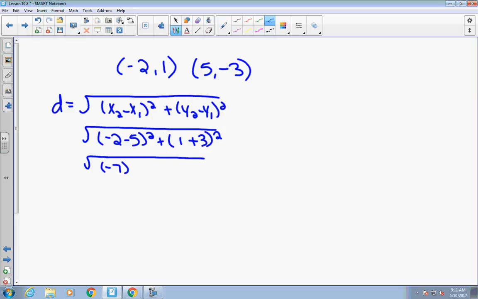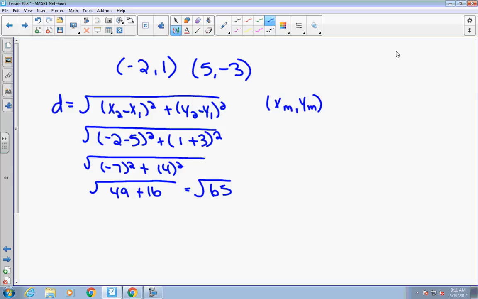And that gives me -7 squared plus 4 squared, which is 49 plus 16, which is what? 65? Okay, so radical 65. All right, so that is distance. Midpoint. Okay, distance is a length. Midpoint is a location. Okay, if you remember, to find midpoint, you add your x's together, and you divide by 2, and you add your y's together, and you divide by 2, like the average of the endpoints.